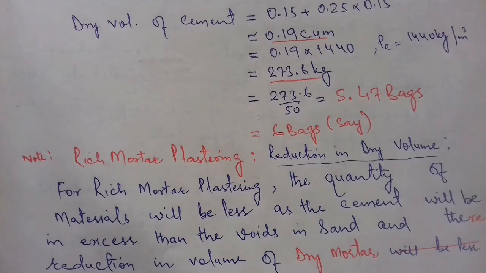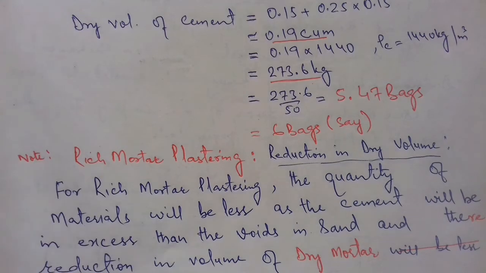Remember that for rich mortar plastering there will be reduction in dry volume, because for rich mortar plastering the quantity of materials will be less, as the cement will be in excess of the voids in sand, and there will be reduction in volume of dry mortar.